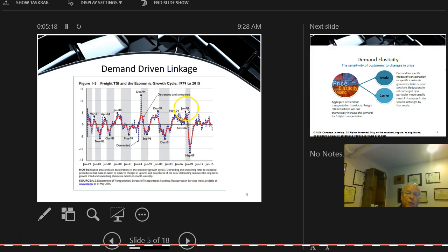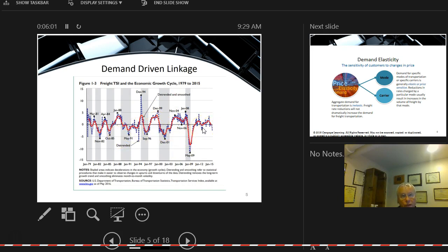So we've already established previously that it's demand driven. You see this right here. This is the economic growth cycle in blue, and in red is what we call the Transportation Services Index, which is basically transportation costs over the same period as it relates to demand. This is called the TSI, and it's issued by the Bureau of Transportation Statistics. So it's a key indicator. In fact, it's a leading indicator, which we'll talk about. When you look at the TSI, you see how this tracks very carefully.